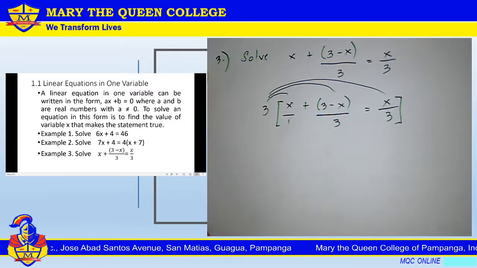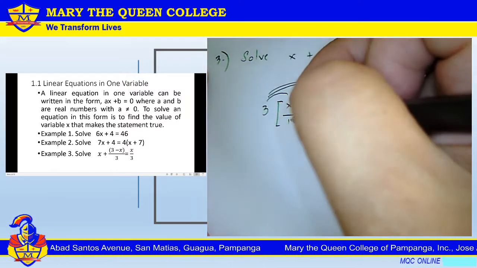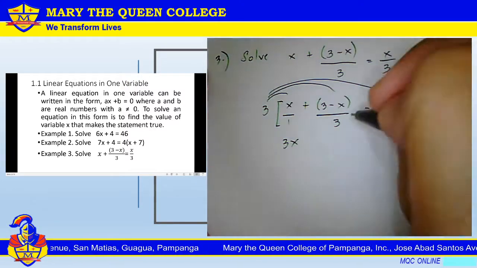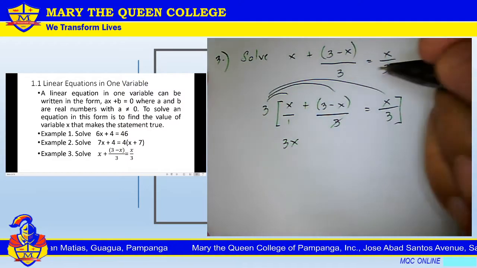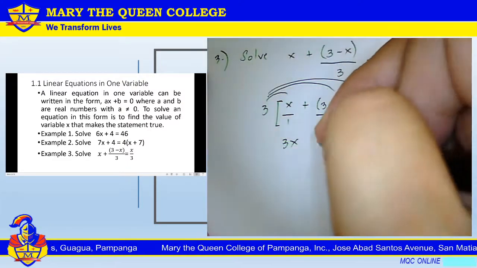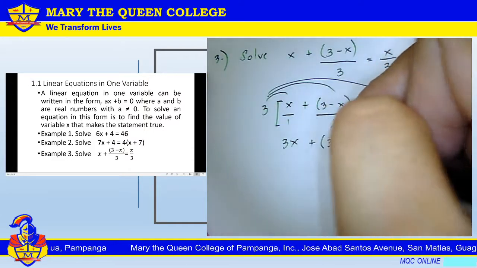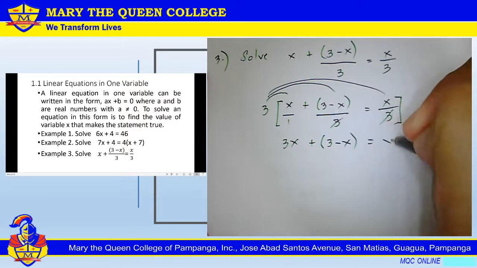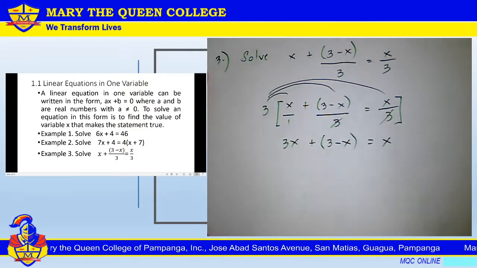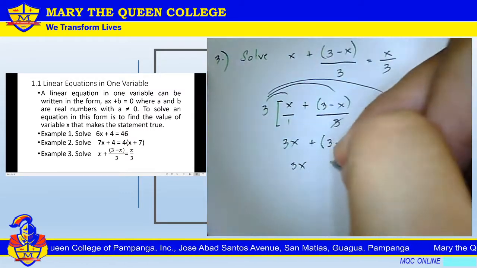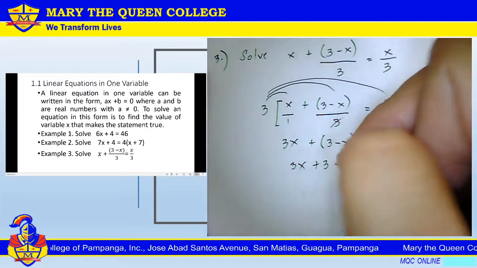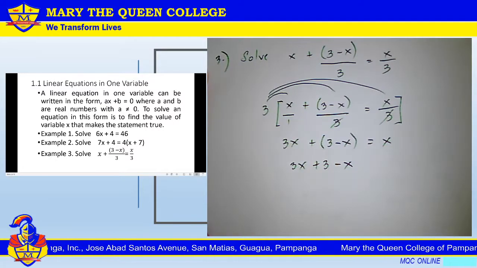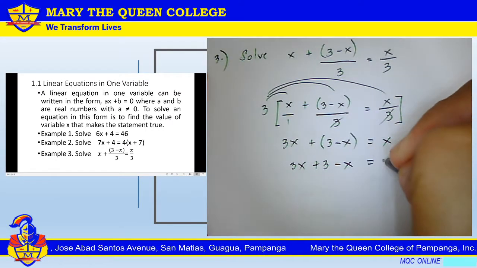to all our terms. So since we have 3 divided by 1 is 3 times x, that would be 3x. Okay? Then this one, you can cancel this because 3 divided by 3 is 1. So you have plus the quantity 3 minus x is equal to, cancel this one also, so you will only have x. Okay? And then, removing the parentheses, you will get 3x plus 3 minus x. So why is it minus x or negative x? Because positive times negative would be negative also, no? So is equal to x.